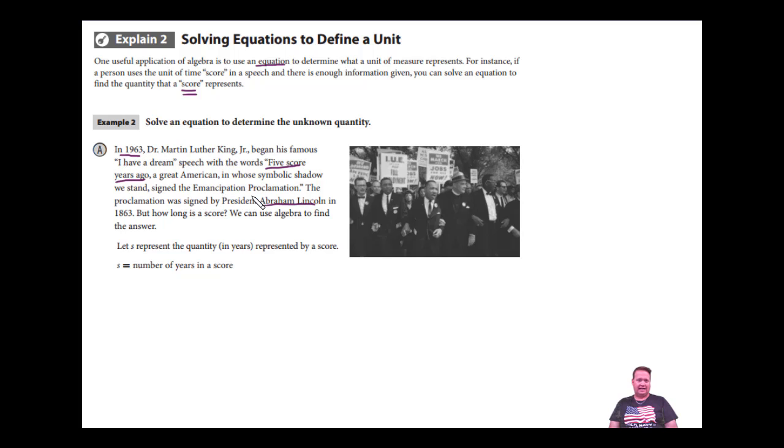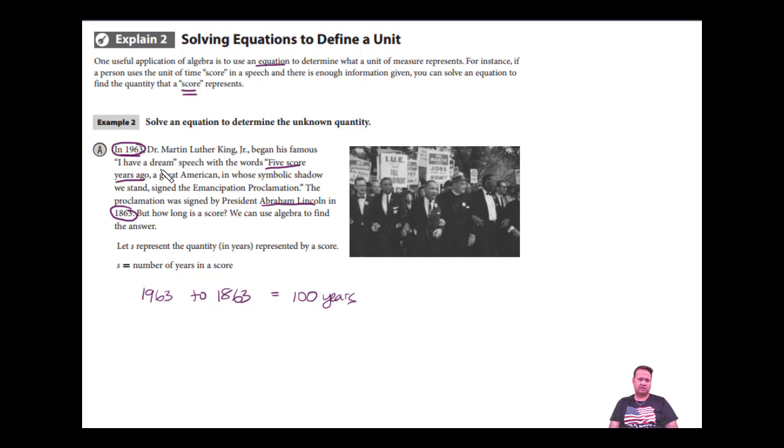We're talking about signing the Emancipation Proclamation in this particular problem, and it tells us the Emancipation Proclamation was signed in 1863. Well, Dr. Martin Luther King is talking today, and it is 1963, and that's when he said "five score years ago." How many years is it from 1963 to 1863? Hopefully you're doing a little bit of math in your head, and you discover that is equal to 100 years worth of time.